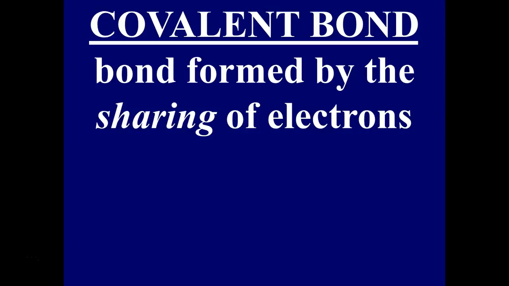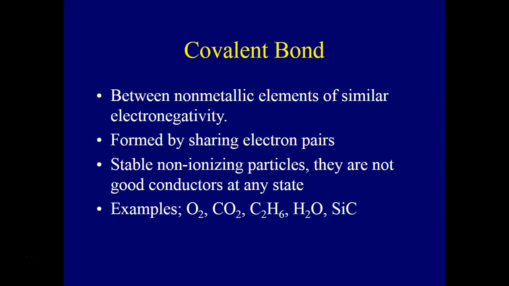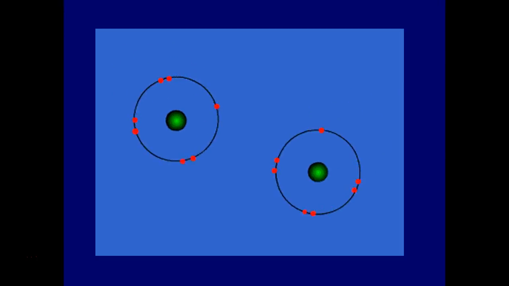When we talk about covalent bonds, this is a little different. Now these bonds are formed by the sharing of electrons. These are between nonmetals of similar electronegativity. They're formed by sharing electron pairs. These are stable ionizing particles, and they're not good conductors. For example, oxygen, carbon dioxide, C2H6, H2O, which would be water, and SiC, which would be silicon carbide.